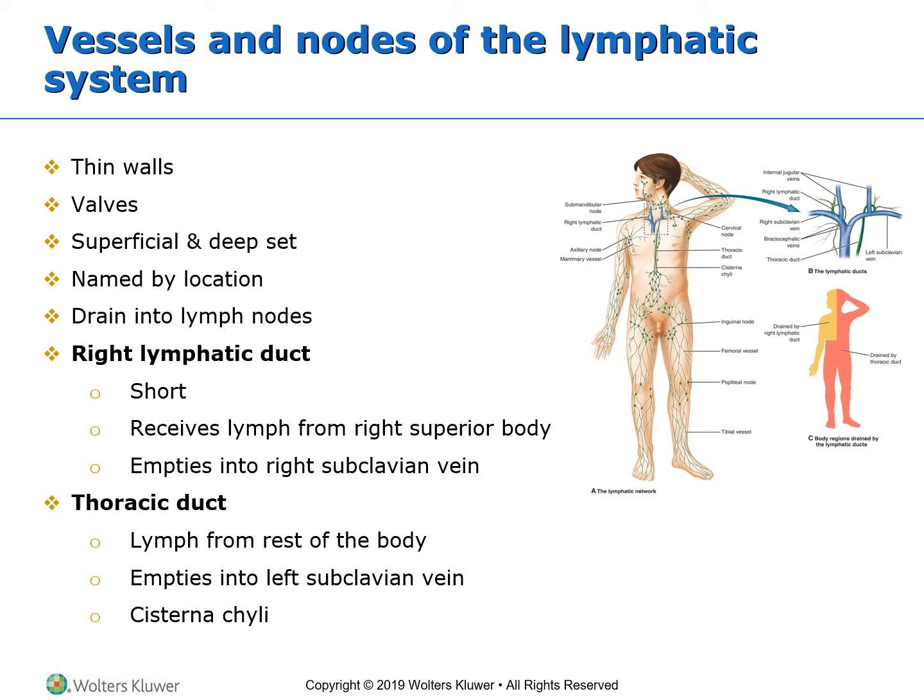That means the right side of the head, the right side of the neck, the right side of the thorax, and the right upper extremity. This very short duct will empty inside the right subclavian vein close to the heart. And at the level of the opening of this vessel, there are two pocket-like semilunar valves that prevent the blood from backflowing inside the duct.